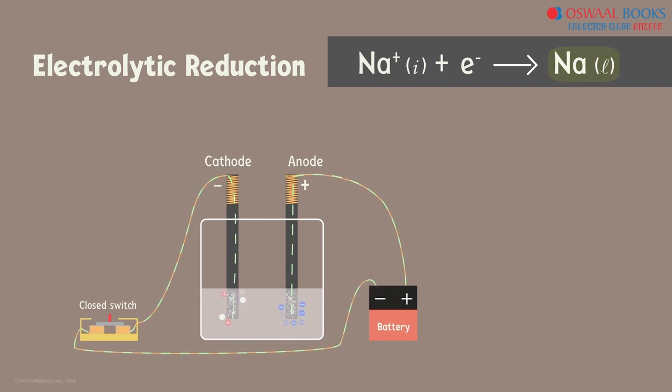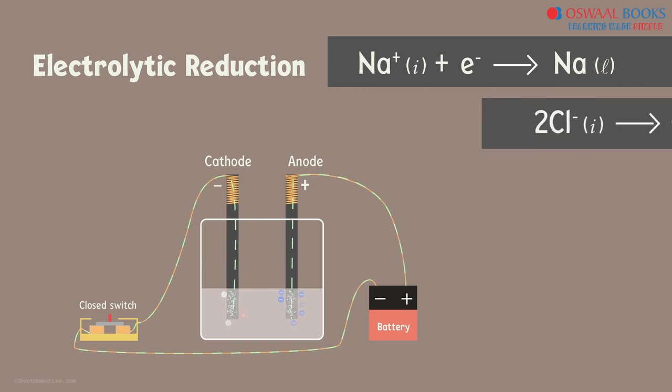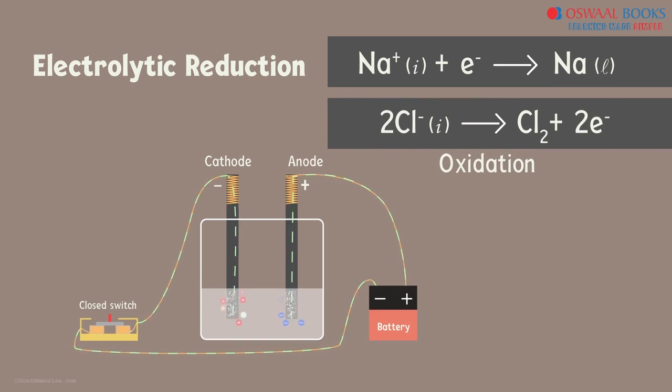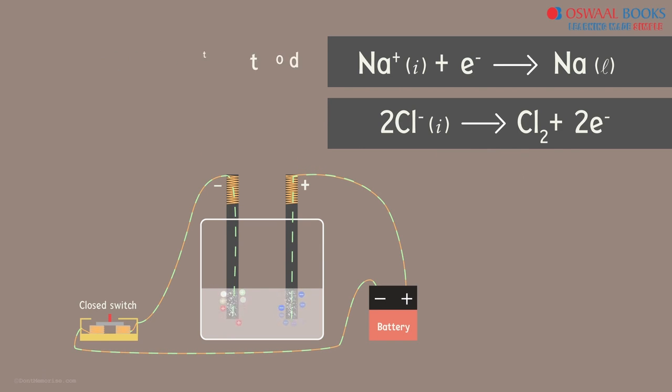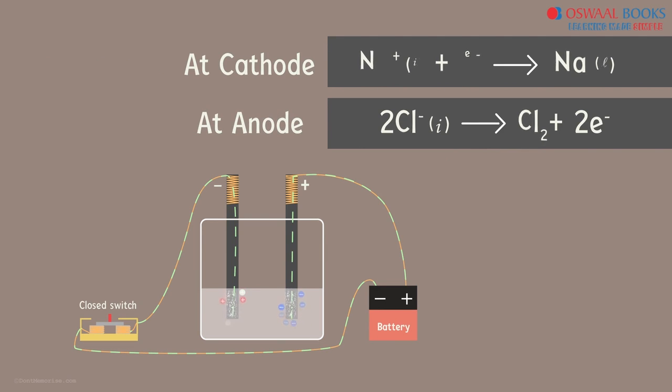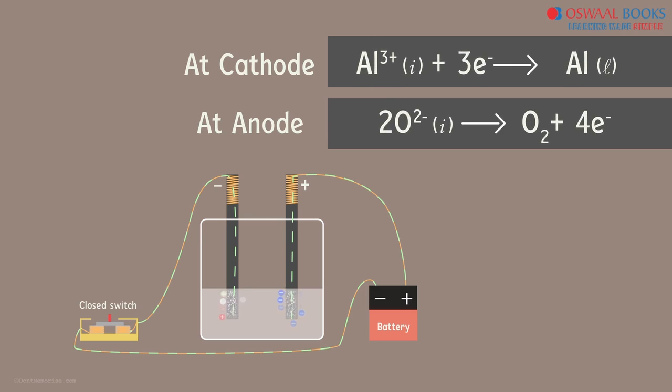And at the anode, the reaction looks something like this. This is oxidation. So this is how the electrons are pushed around the circuit. The sodium ions pull them off at the cathode and the chloride ions put them on at the anode. In a similar way, aluminium is obtained by the electrolytic reduction of aluminium oxide.